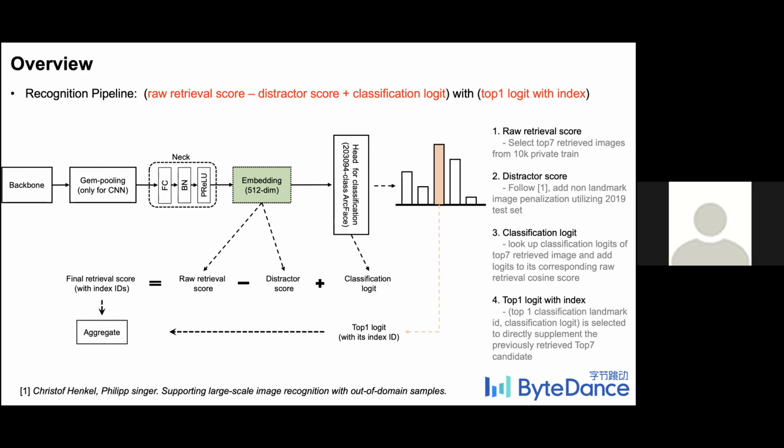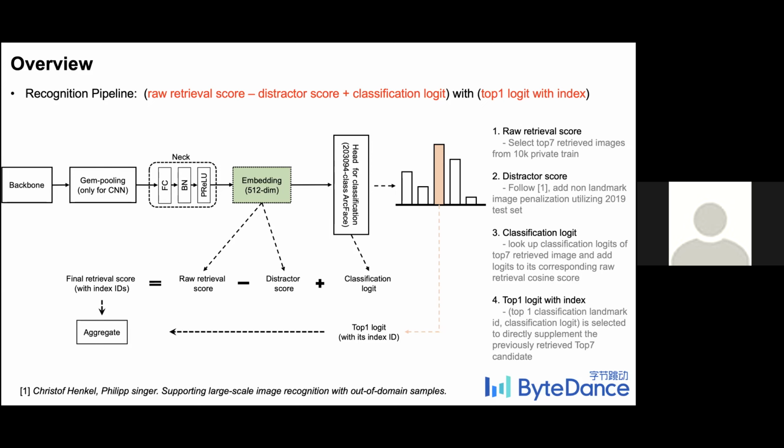Firstly, we use distractor score and classification logit to adjust the raw retrieval score. Specifically, we calculate the raw retrieval score, which is the cosine similarity between the input image feature and the private train set, to obtain top 7 candidate images. Then the distractor score is computed to add penalization for non-landmark images, which is similar to last year's top 1 solution. More important, we find that it is crucial to use classification logits to support predictions.